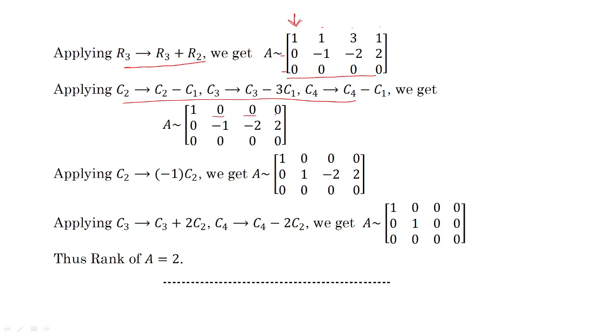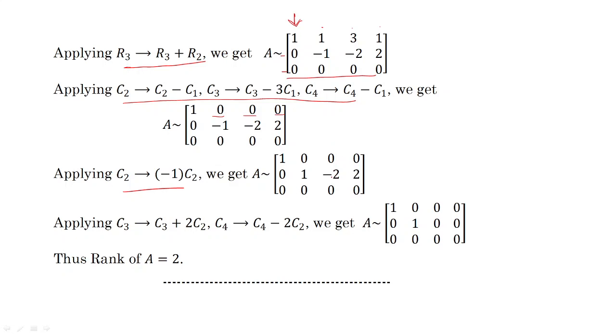All these elements are 0. Now this one is minus 1 and we need 1, so you can multiply this column with minus 1. So to apply this column transformation, C2 equal to minus 1 times C2, you will get 1 0 0, 0 1 0, and the remaining elements will remain as they are.